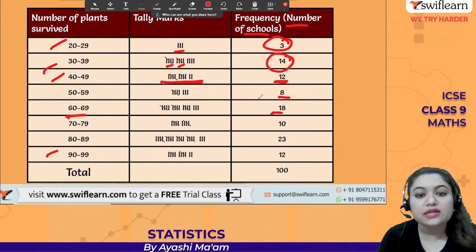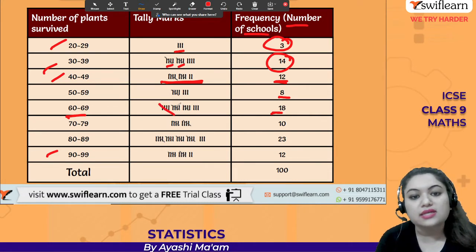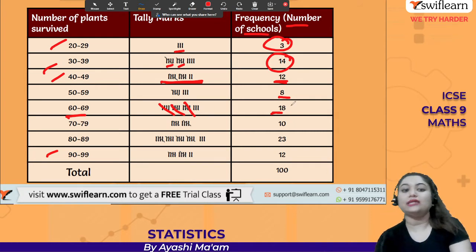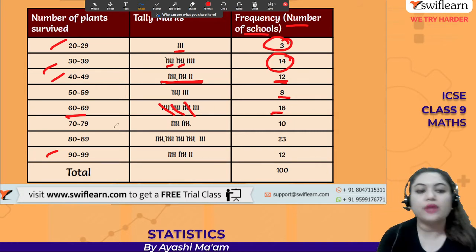See how they have represented 18. ऐसे एक हो गया, ऐसे करके 5, फिर से ये ऐसे हो गया एक 5. So ये हो गया 15 plus 3, 18. So this is now becoming easier to represent.